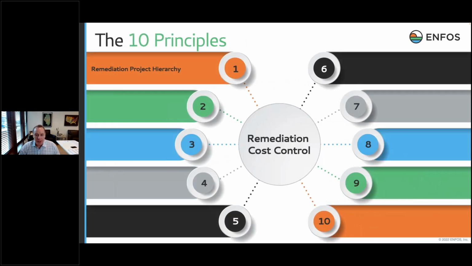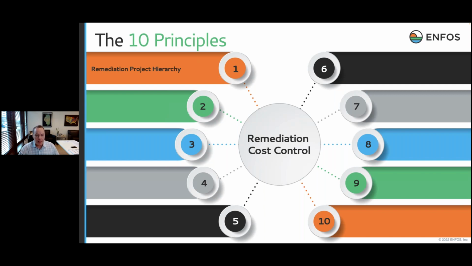So let's get going on the 10 principles. What I'm going to do for this webinar is identify all 10 and say a word or two about them. Most of them are self-explanatory in terms of their title. And then the rest of the body of the presentation will be focusing on some of these principles individually.